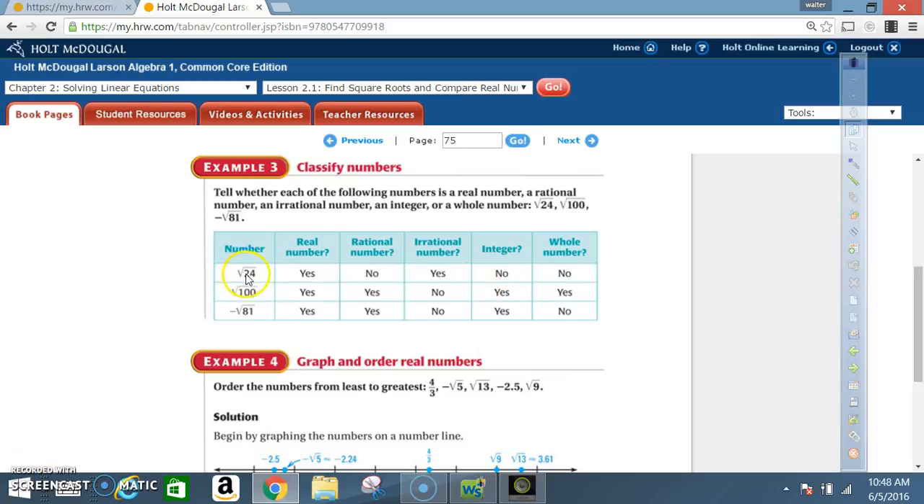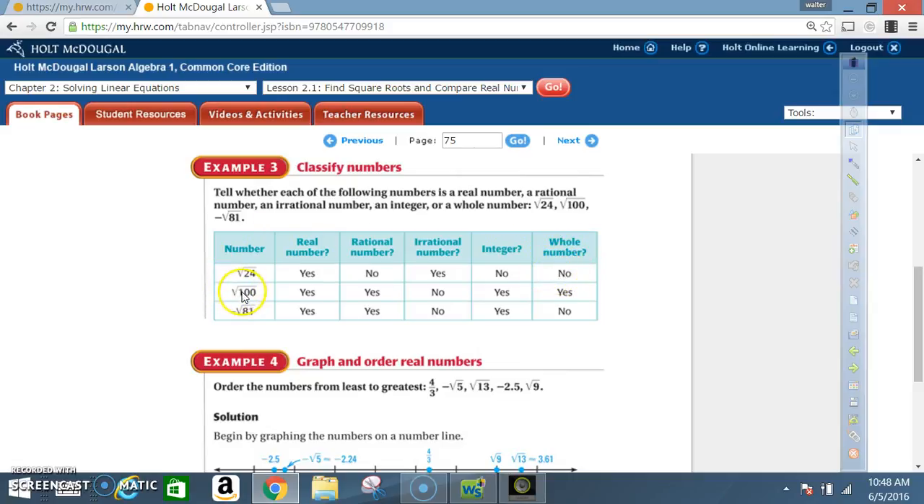Now, why is it a real number? Because real numbers can be rational or irrational. All right? Is it a rational number? No. Why? Because when you do the square root of a number, if it is not a perfect square, it is automatically irrational. And if it's irrational, it can't be an integer, and it definitely can't be a whole number.